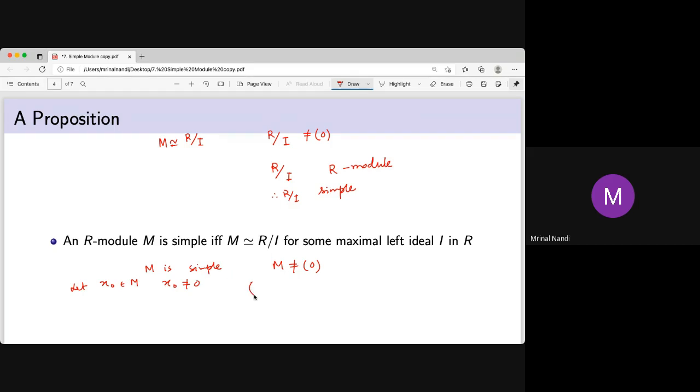Now take the module generated by x0. What is the module generated by x0? You know, x0 is a generating set which generates a submodule. It is called the submodule generated by x0. Now, since x0 is not equal to 0, this submodule is not equal to 0; there are non-zero elements in it. So this is a submodule of M. But we know M is simple. Since M is simple, that means the submodule generated by x0 is equal to M. So if M is itself generated by a single element x0, that means M is cyclic. This is called a cyclic R-module. And this is free.